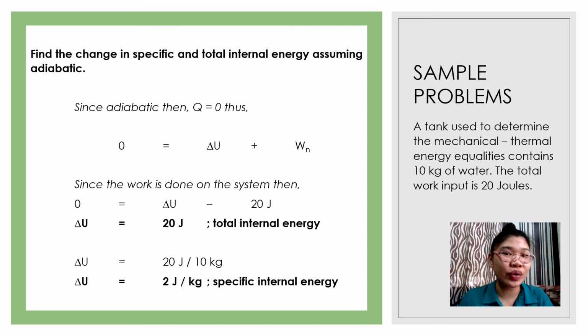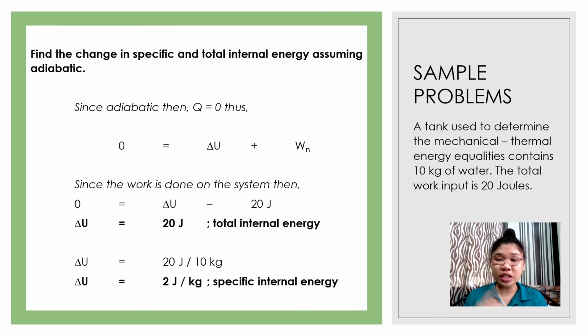The question goes like this. A tank used to determine the mechanical thermal energy equality contains 10 kilograms of water, and the total work input is 20 joules. Find the change in specific and total internal energy assuming adiabatic.